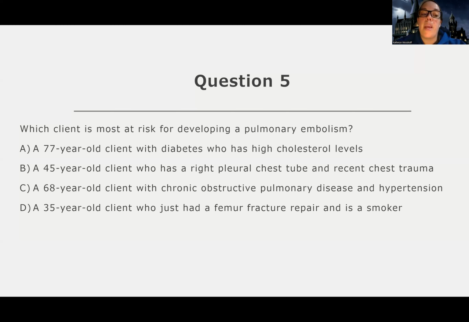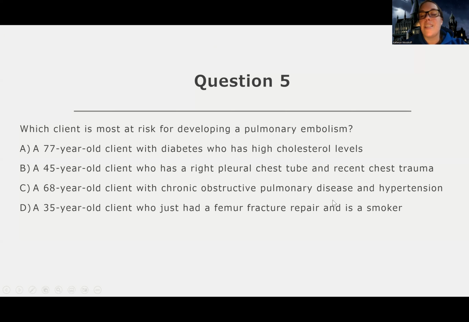So out of all these patients, B maybe has one risk factor, or is maybe the second most at risk, but the only one that has two risk factors is going to be D. So I'd probably get down between B and D, and then D has more risk factors than B does. So I would choose D as my final answer, and that is correct.